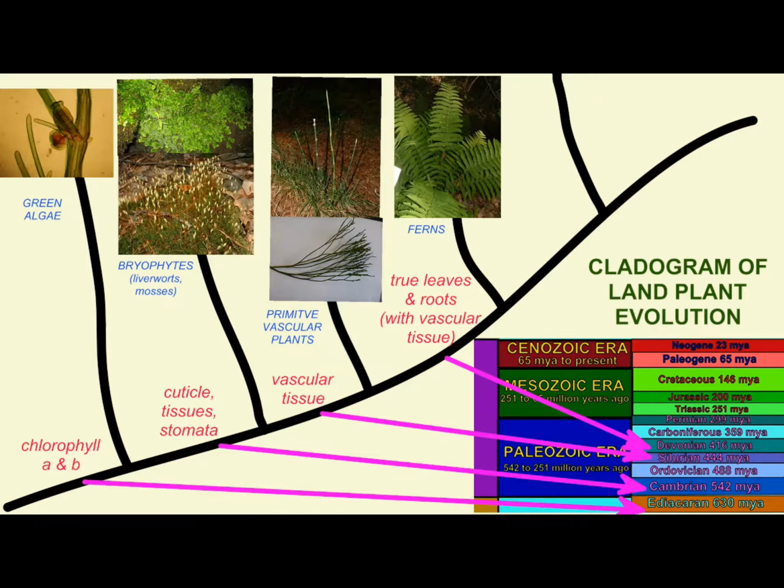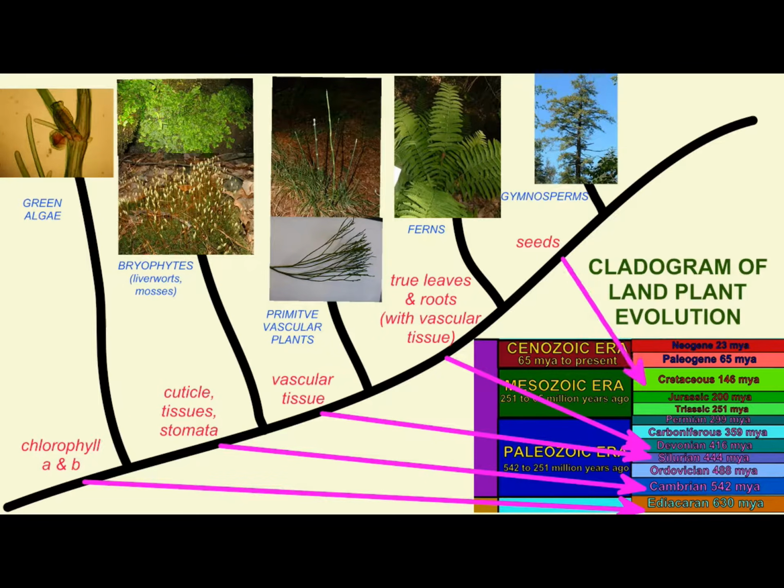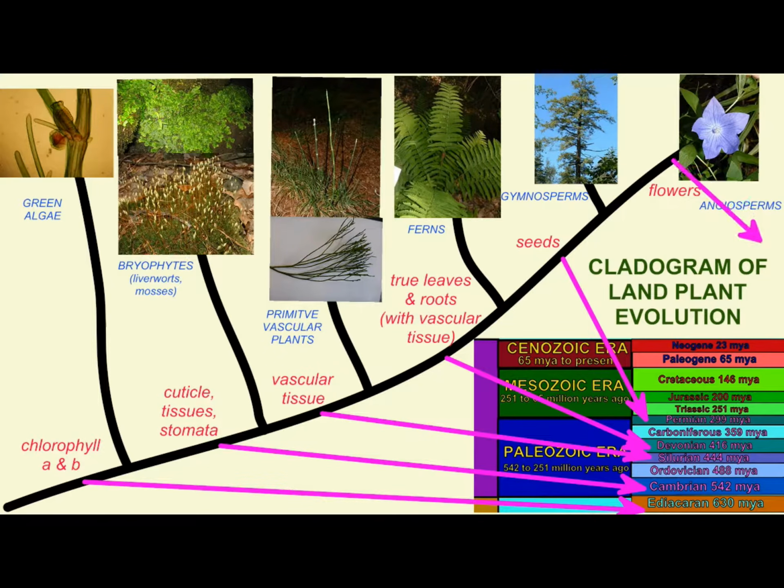And then gymnosperms would be the next branch. Prior to this branch point, the trait of seeds had evolved. And then finally, before the final lineages of angiosperms, the trait of flowers had evolved. So I'll expect that you could replicate the cladogram that is given in the videos. You should be able to match the groups of plants to the traits that they possess.